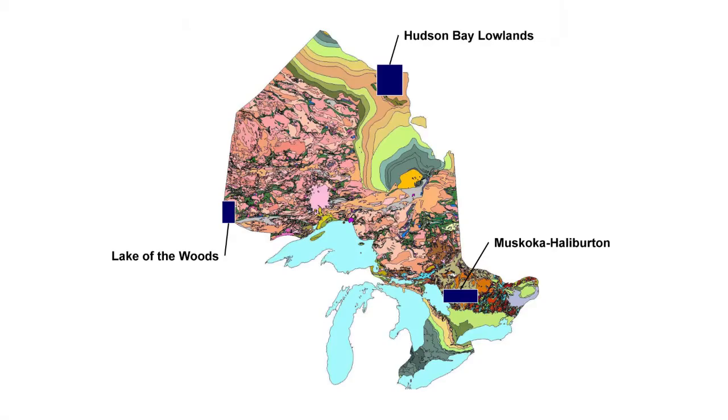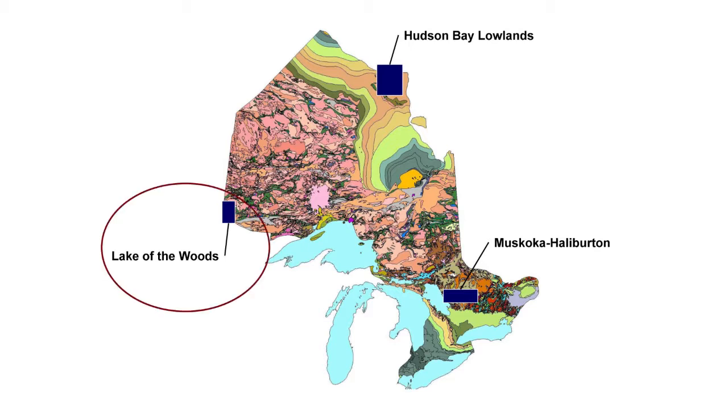So I'd like to take you on a bit of a tour across the province. I'd like to start in the northwest in Lake of the Woods and talk about some work we've been doing there. We'll make a brief stop up in the Hudson Bay lowlands and talk about some recent work we'll be involved with there, and then try and take that understanding of the types of change we've seen in these places and come back to Muskoka Haliburton, and talk about some of the recent changes we're seeing here.